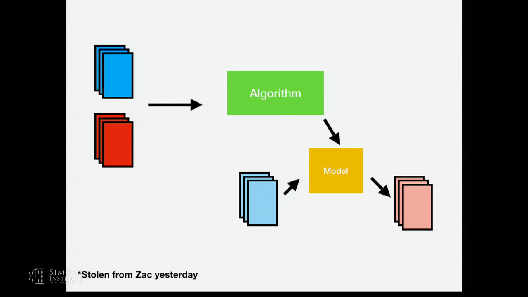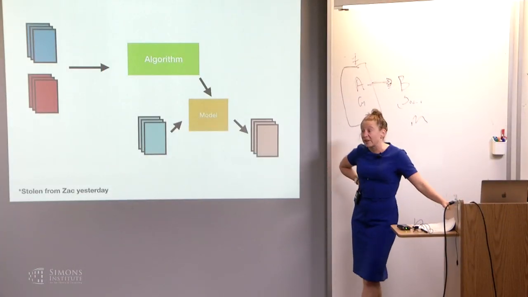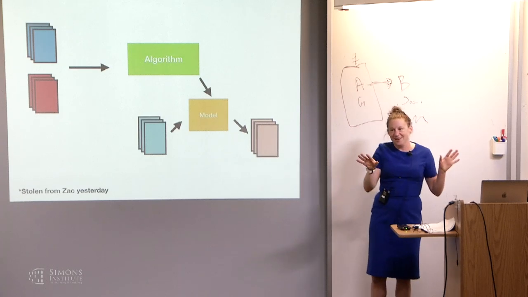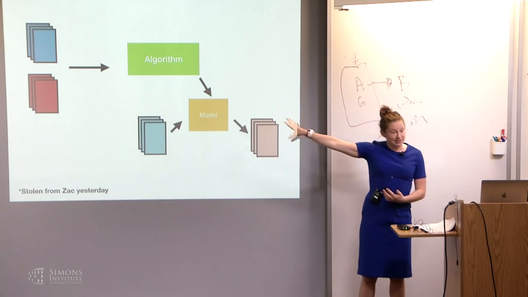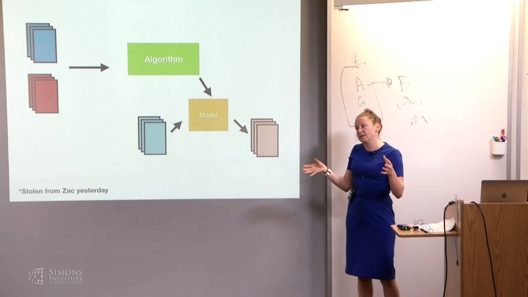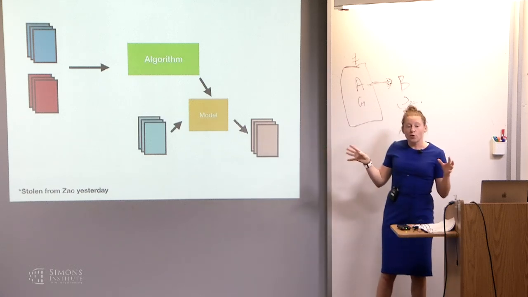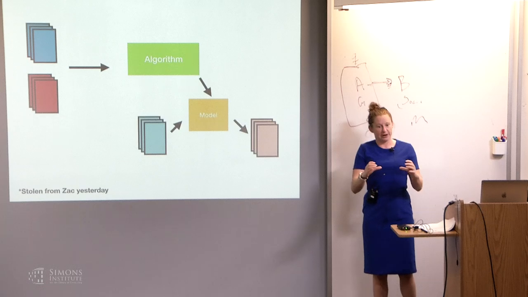So I made this morning, and I apologize for cribbing from Zach, a very generic model of what machine learning looks like. In general, the thought is I have a bunch of samples. I feed them to some algorithm, which gives me a model, which can then label new samples, right? This is a pretty standard way of thinking about supervised machine learning. Most people who are giving examples of what machine learning does are talking about supervised learning. And just as we were discussing in the last section, this scoping is super narrow.